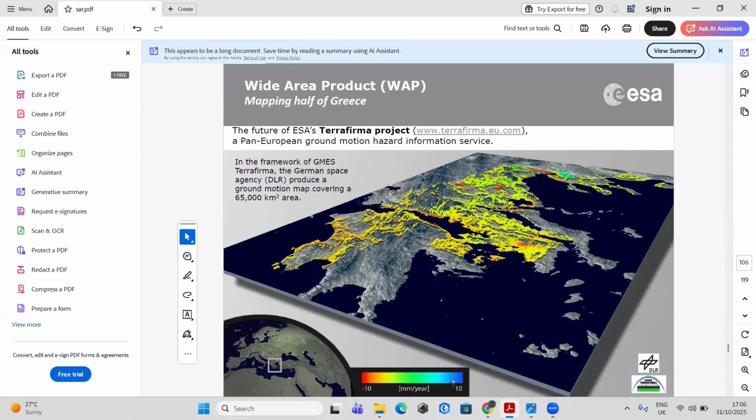What the positive represents is, here I can see positive in a large area. So there must have been a large scale city project, like new buildings coming up. So that is not subsidence, that is elevation.